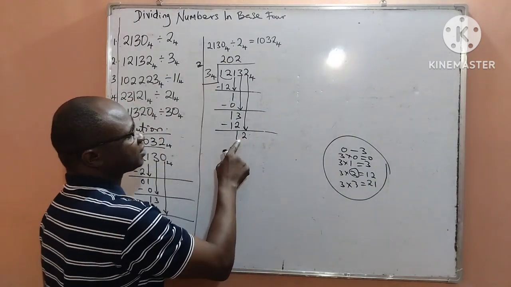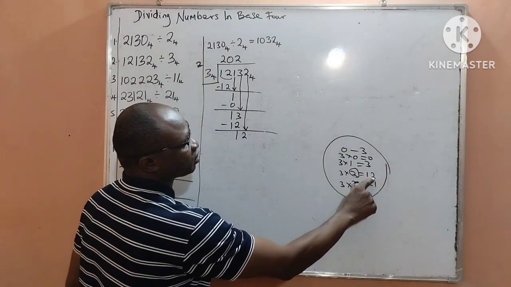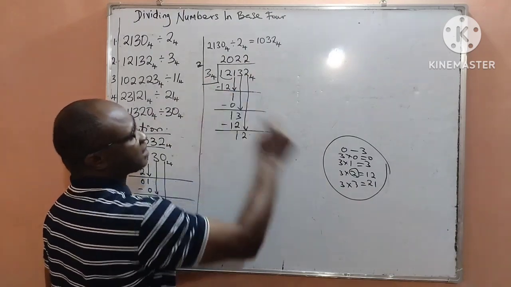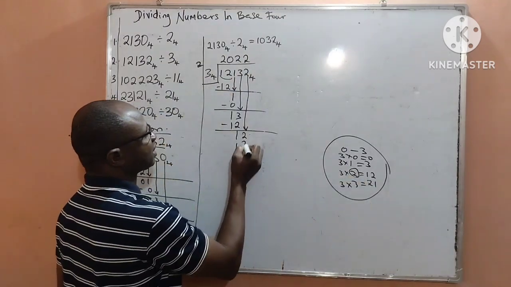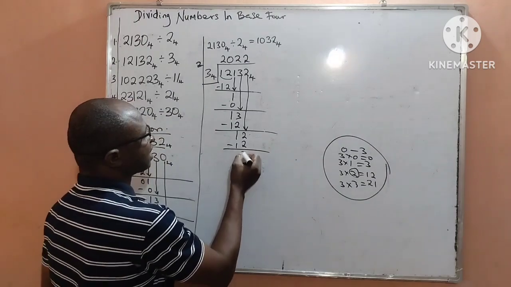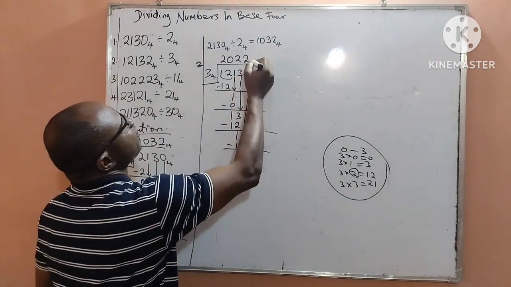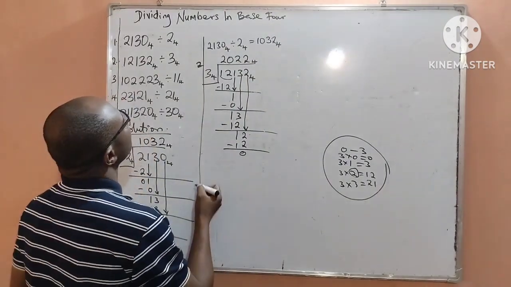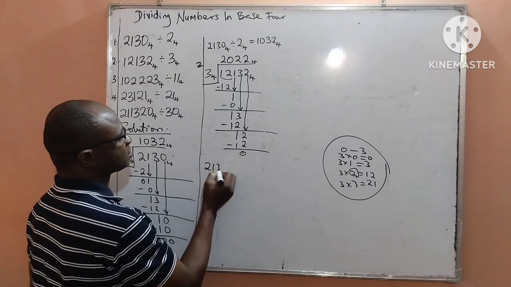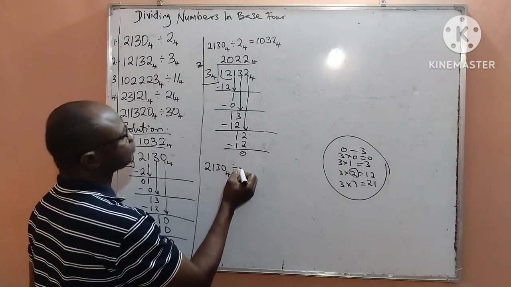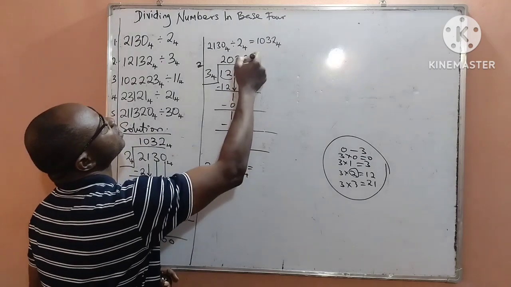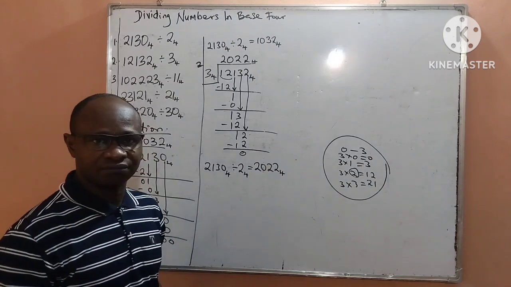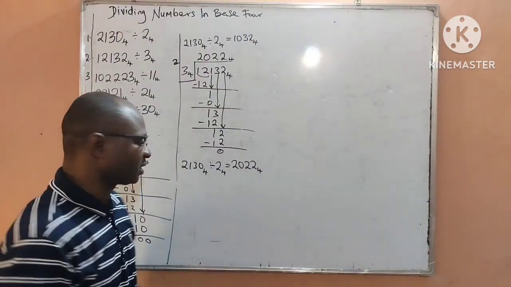We now do 3 divide 12. You can see here 3 multiplied by 2 is 12. So 3 divide 12 will give us 2. 2 multiplied by 3 is equal to 12. And we subtract it again. This time around, we get 0. Therefore, our answer here is 2022 base 4. In conclusion, we say 2130 base 4 divided by 3 in base 4 is going to give us 2022 in base 4.